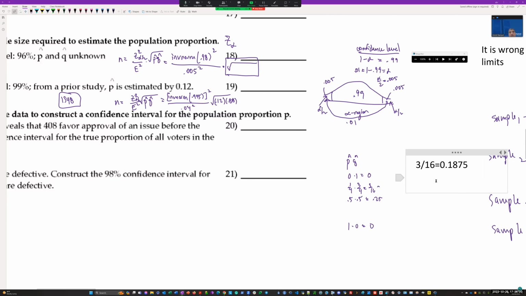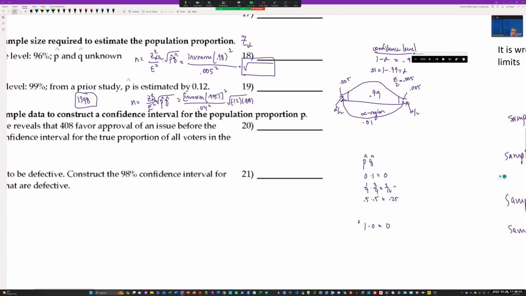0.81875. Okay. But not bigger than this. Does that make sense? All right. So first of all, if P hat and Q hat are unknown, assume P hat is equal to 0.5 and Q hat is equal to 0.5. Does that make sense? All right, let's try and do another example though, just to explain why we would do this.